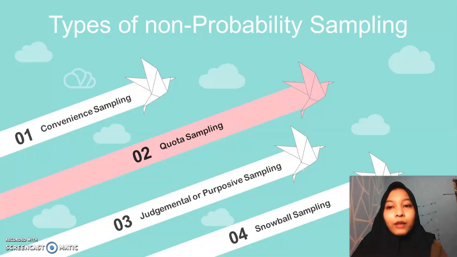There are four types of non-probability sampling. There are convenience sampling, quota sampling, judgmental or purposive sampling, and the last one is snowball sampling.